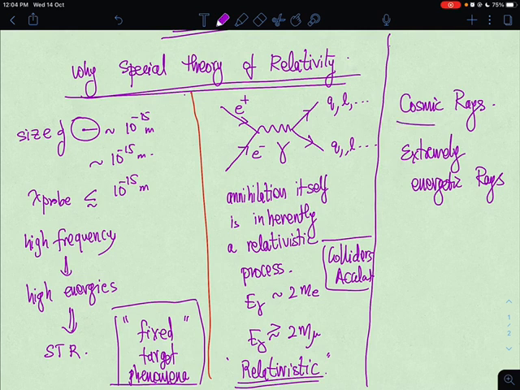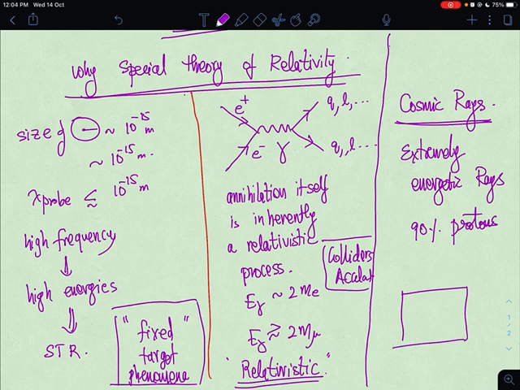These are extremely energetic rays, mostly 99% made up of protons. And we have seen it's almost like a fixed target. Say, for example, you have a detector here. It could be some photographic plate or something. It could be a gas chamber or anything. Okay, a bubble chamber.